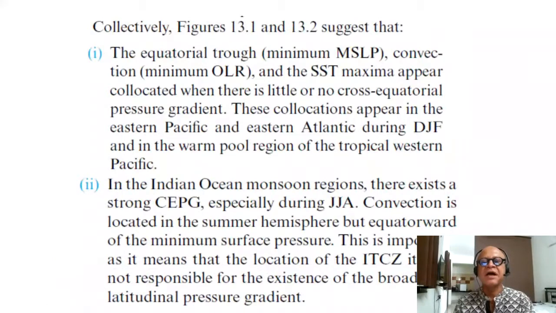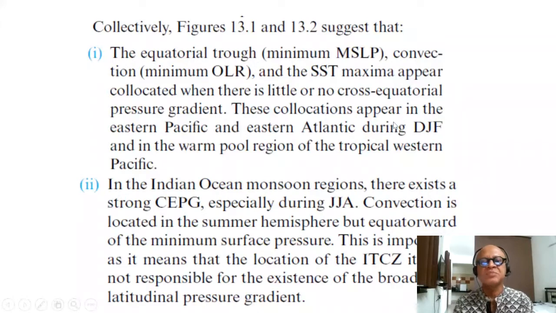Collectively, we can combine these two figures and think about the equatorial trough, or the minimum mean sea level pressure, convection, minimum in OLR, and the SST maxima appearing to be co-located when there is little or no cross-equatorial pressure gradient. Okay, so they are together.